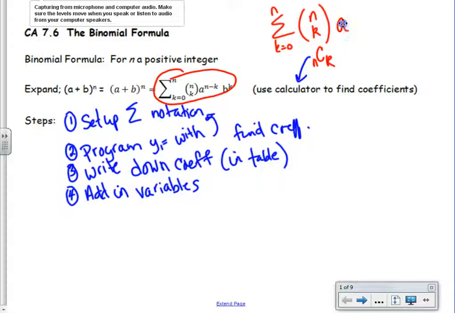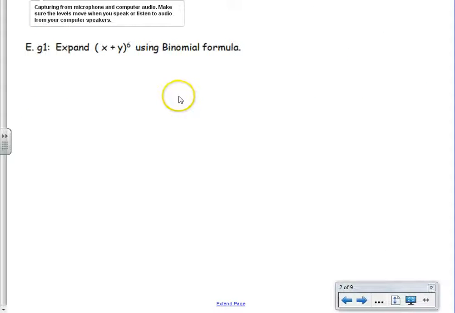But then it's going to be whatever the a, the first part of the binomial, is, to the n minus k power, times b to the k power. And that's to find any particular term, and then when we sum up all the terms, we're going to get the expanded version of our binomial. So let's see this in action.